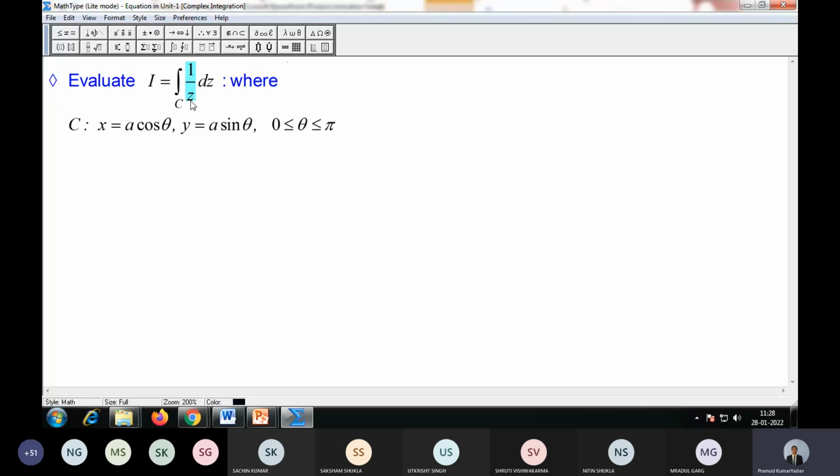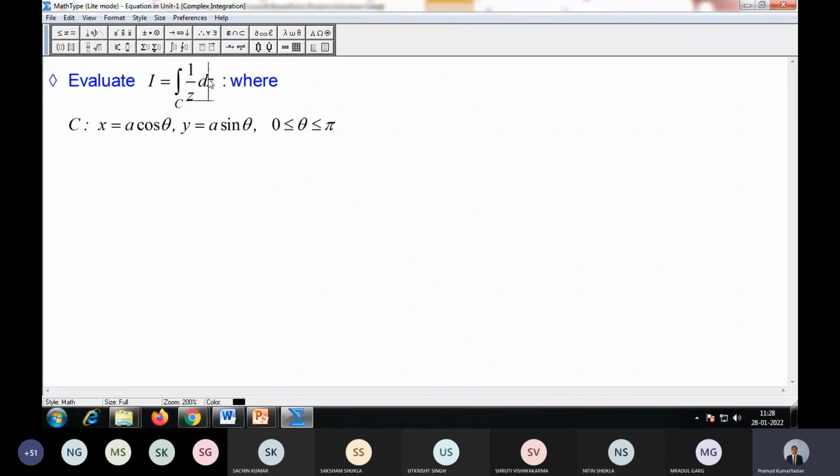z means x plus iota y. So you may use the complex conjugate of that. It means you may multiply x minus iy in the numerator and denominator. So in the numerator x minus iota y and in the denominator x square plus y square. So x square plus y square will become a square. We may use the values of x and y in terms of a cos theta and a sin theta. So that will come in terms of d theta.